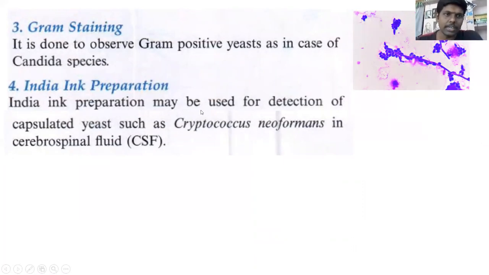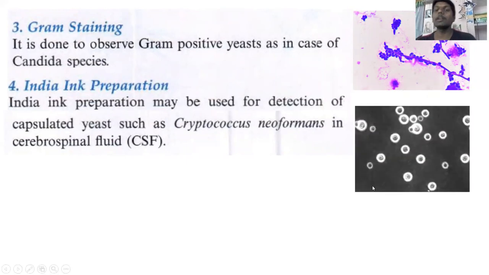Then last and finally is your Indian ink preparation. Indian ink preparation may be used for detection of encapsulated yeast cells. Encapsulated yeast cells such as Cryptococcus neoformans cause a brain infection. Cryptococcus neoformans will affect your brain, leading to brain injury, and fatal death can also occur. So this can be visualized. This is Cryptococcus neoformans, seen under Indian ink preparation.